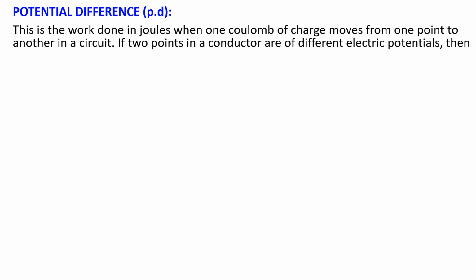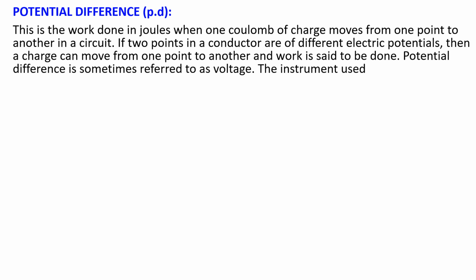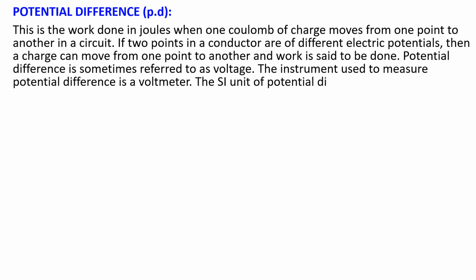If 2 points in a conductor have different electric potential, then the charge can move from one point to another and work is said to be done. Potential difference is sometimes referred to as voltage. And the instrument used is called the voltmeter. And the SI unit is volts, or volt.